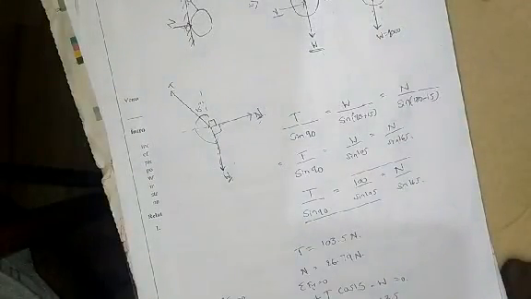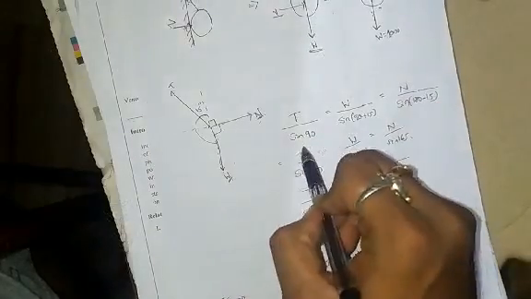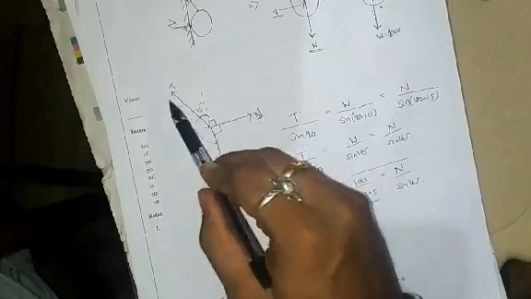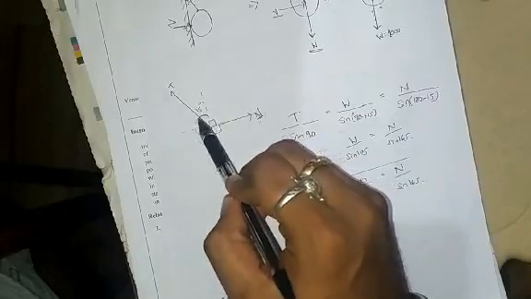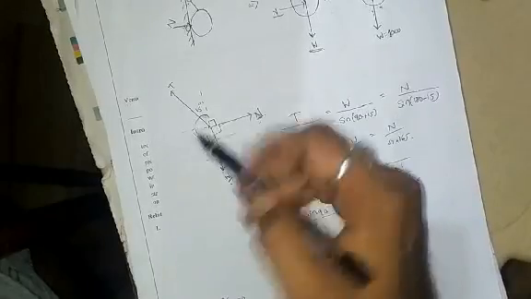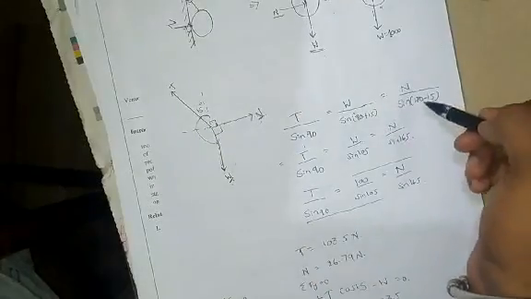After that it is very simple. Apply Lami's theorem, that is each force is proportional to the sine of the angle between the other two forces. So T divided by sine of the angle between the other two forces, W and N, is 90, sine 90. W divided by sine of the angle between T and N, that is 90 plus 15, that is 105. And N divided by sine, I want this angle now, that is 180 minus 15.